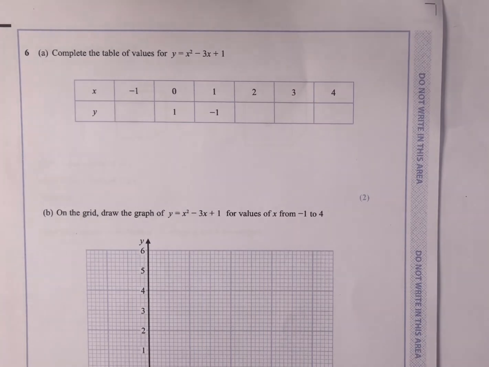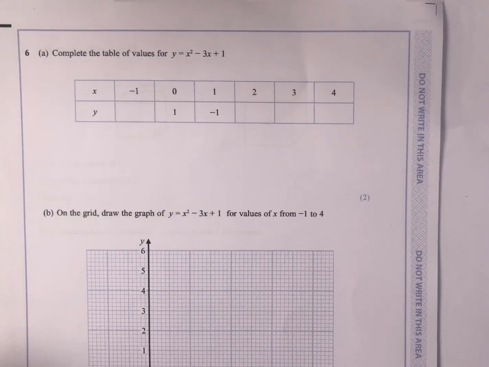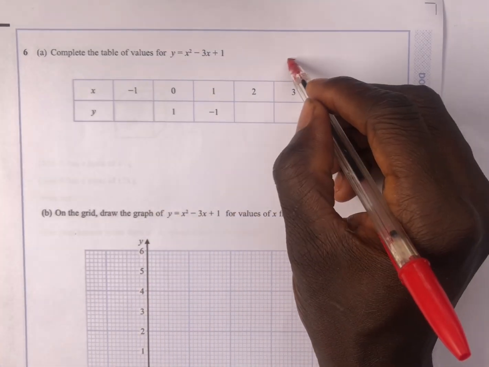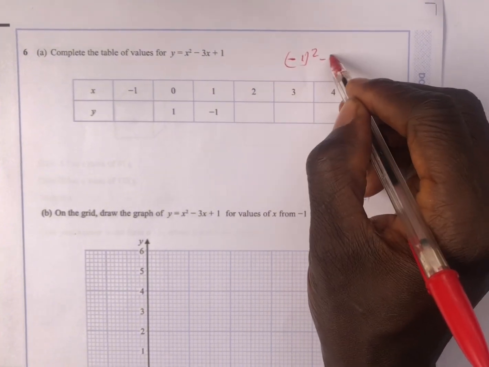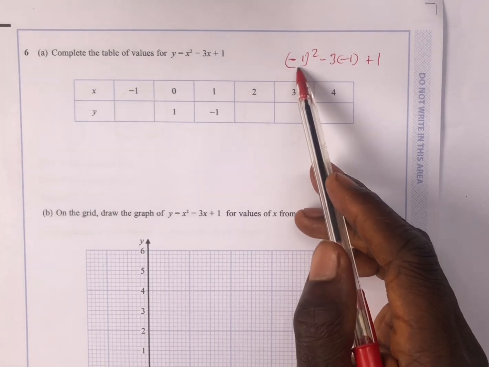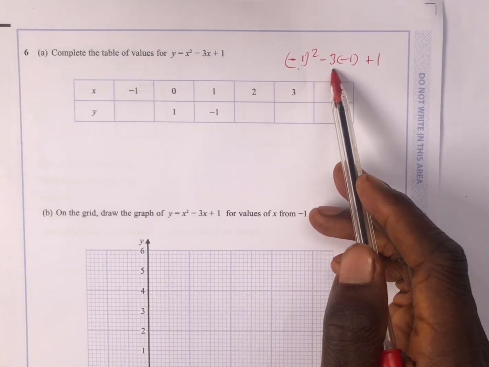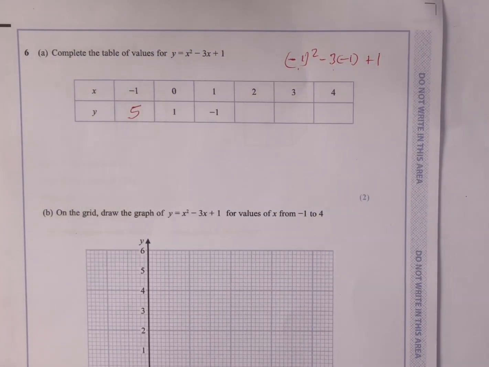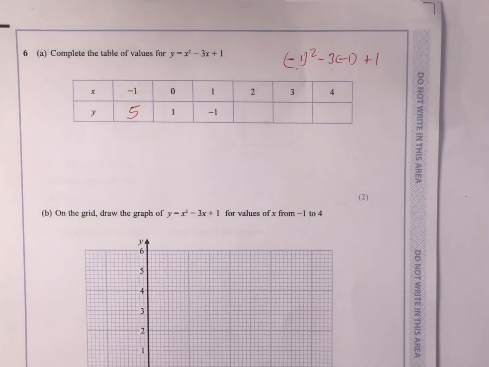Now let's move on. We have a graph here. Complete the table of values of y equals x squared minus 3x plus 1. So let's complete. Here we put negative 1. That is negative 1 squared minus 3 times negative 1 plus 1. This gives positive 1. This gives positive 3. And we have 1. So that will give us 5 in a very simple way.